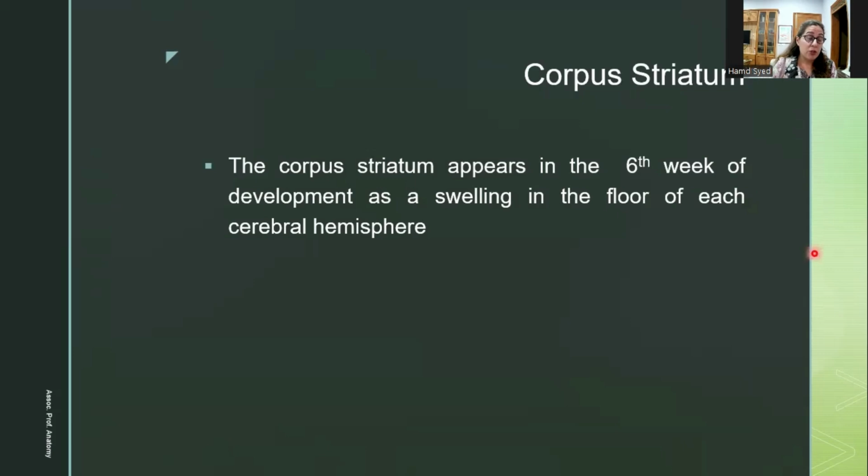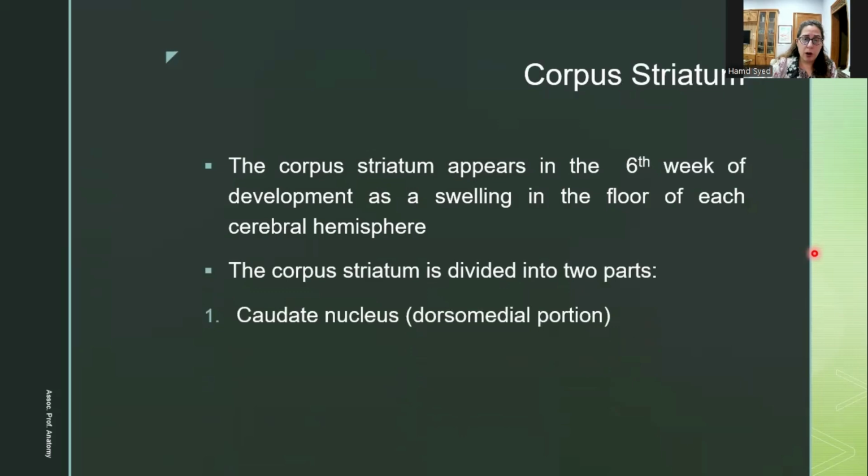Now, what is the corpus striatum? The corpus striatum appears in the 6th week of development as a swelling in the floor of each cerebral hemisphere, and it is further subdivided into two parts. That is, number one, the caudate nucleus, which is the dorsomedial portion, and number two, the lentiform nucleus, which is the ventrolateral portion.